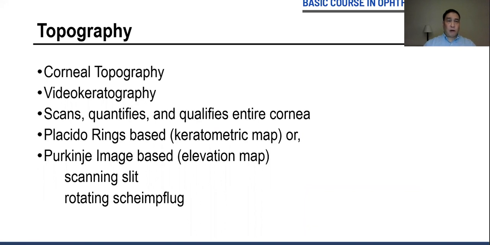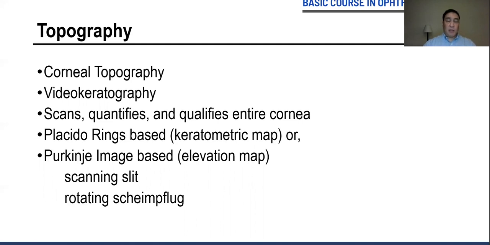Okay, let's talk about topography. Topography has several names. You can say corneal topography, you can say video keratography, they mean the same thing. What topography does is that it scans, quantifies, and qualifies the entire corneal surface or shape.